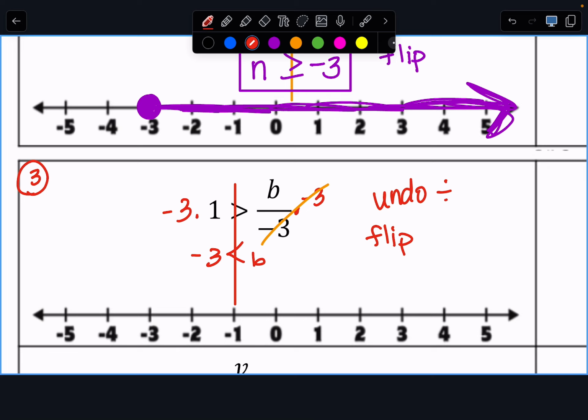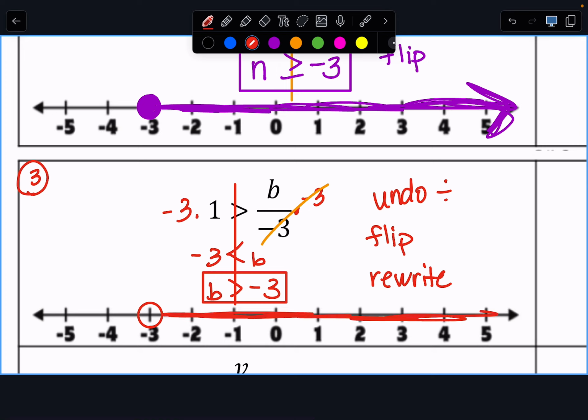Yes, Matthew. What is the next step? Okay, so now we need to rewrite it because we want B to be on the left side. So I'm going to put B on the left side, -3 on the right side. But my inequality still needs to open towards B. So it is B is greater than -3. Open circle at -3, and we need to get bigger. Okay.